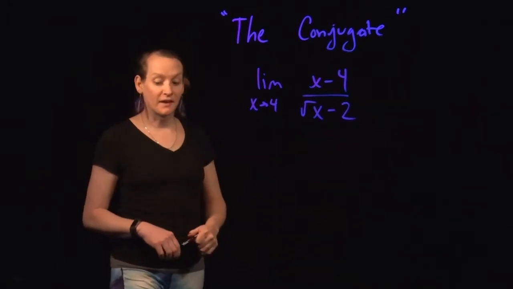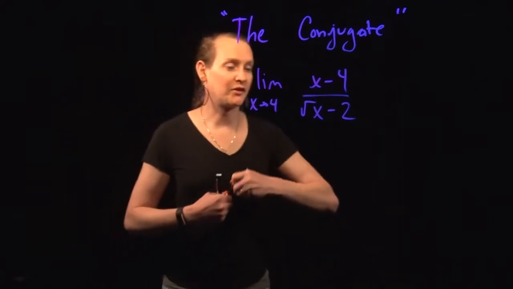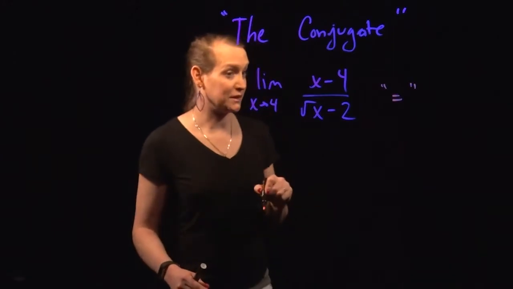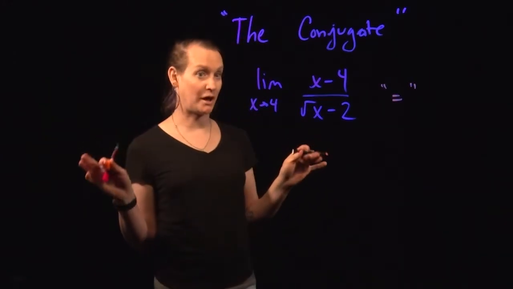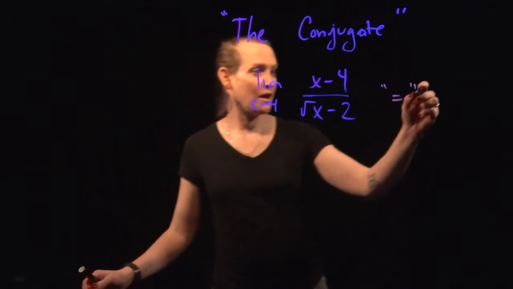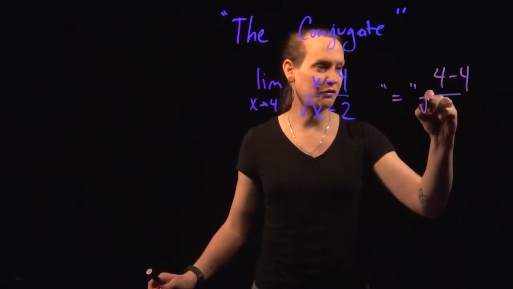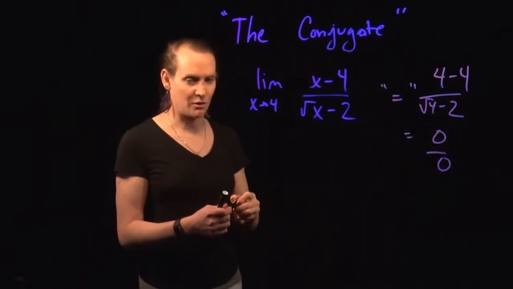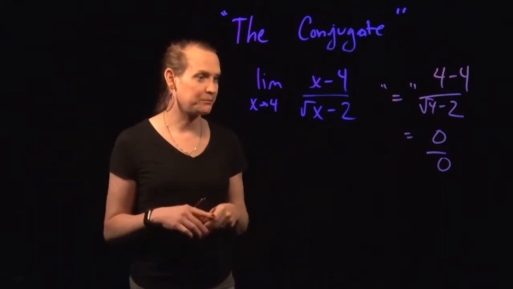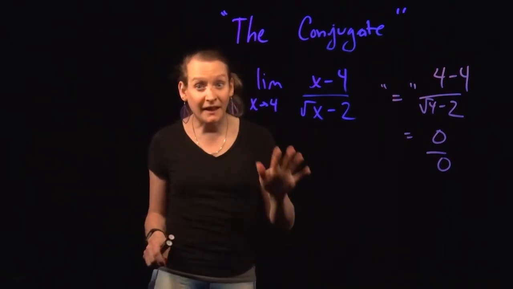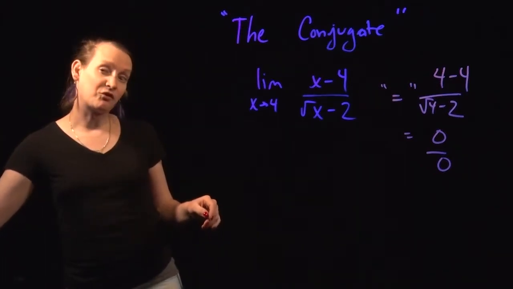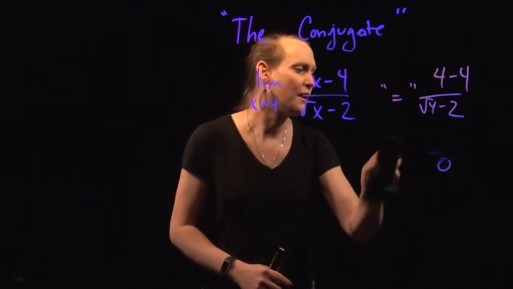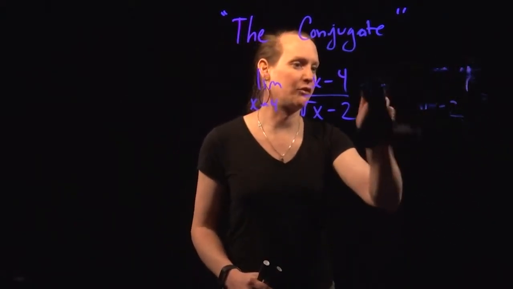So this limit has indeterminate form, which we can see because when I try to evaluate this function, I'm just going to plug in my x value of concern. I'm going to get 4 minus 4 over the square root of 4 minus 2, which is equal to 0 over 0, which is an indeterminate form. Okay, so plugging in didn't work. Substitution didn't work. The function isn't continuous, and substitution only works for continuous functions. So I've got to do something else to tackle this problem.